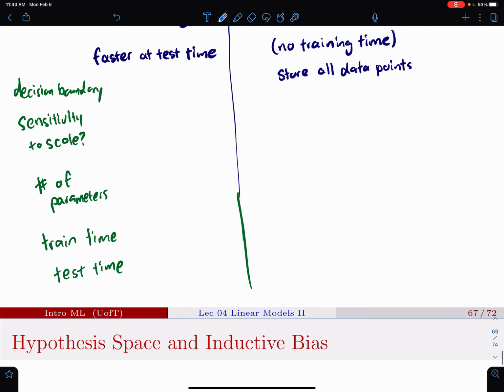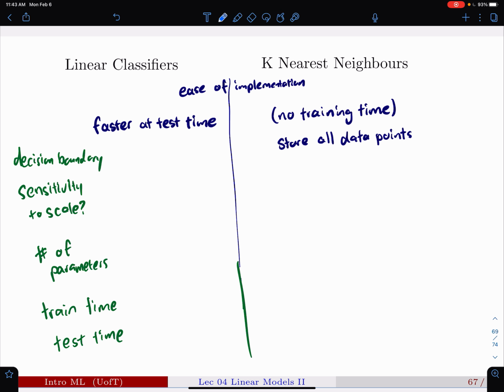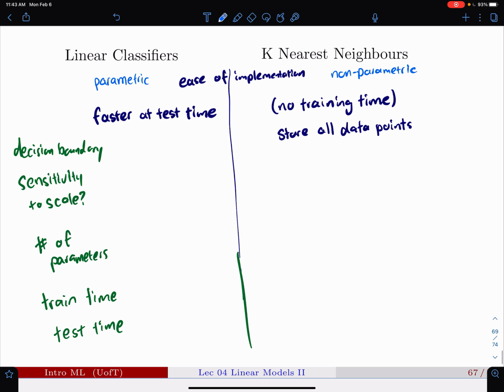Let's actually go back and fill out this chart. We started doing this last time, where we were contrasting linear classifiers and k-nearest neighbors. One thing we just learned now is linear classifiers are going to be parametric, while k-nearest neighbors is a non-parametric method. For each of these trade-offs which I listed off, let's try to figure out how both of these algorithms behave.